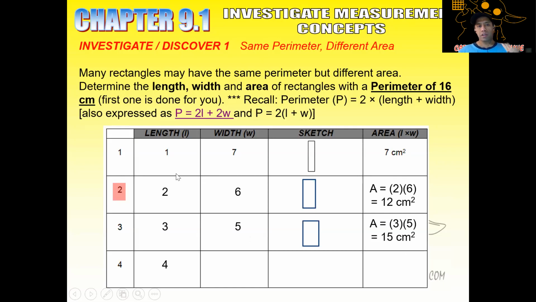So last but not least, we have a length of 4, so the next one would be a width of 4 as well. The reason for that is you can see in the width column, it is decreasing by 1. Now, what we have here again is a special type of rectangle. It's actually not a rectangle. In fact, if we have a length and width with the same measurement, what we indeed have is a square. And when we multiply the 4 and the 4 together, we have 16 square centimeters.